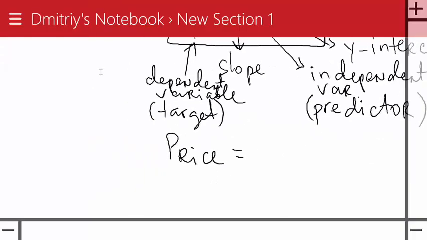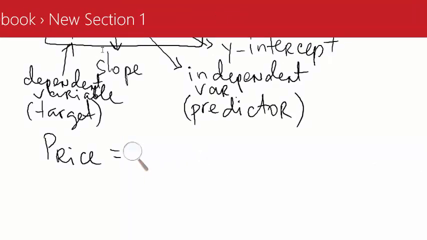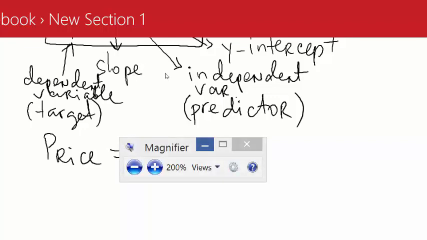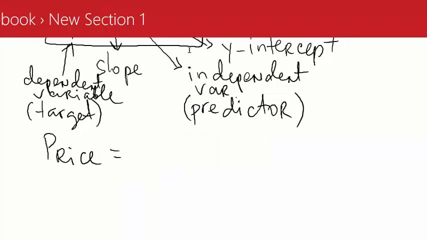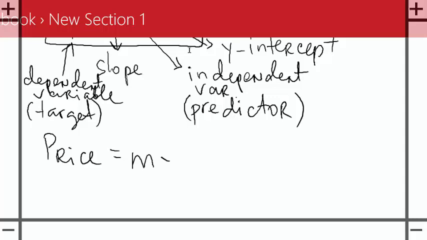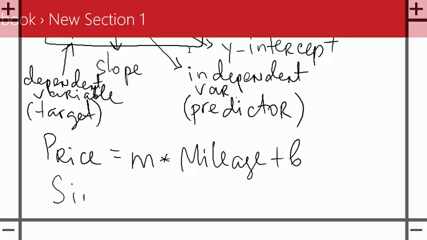If I go back to my equation, then what I'm looking for is this: M times my predictor, which is the mileage, if I want to build the simplest model. So we're starting with simple linear regression: M times the mileage plus B, the intercept. This is called simple linear regression.